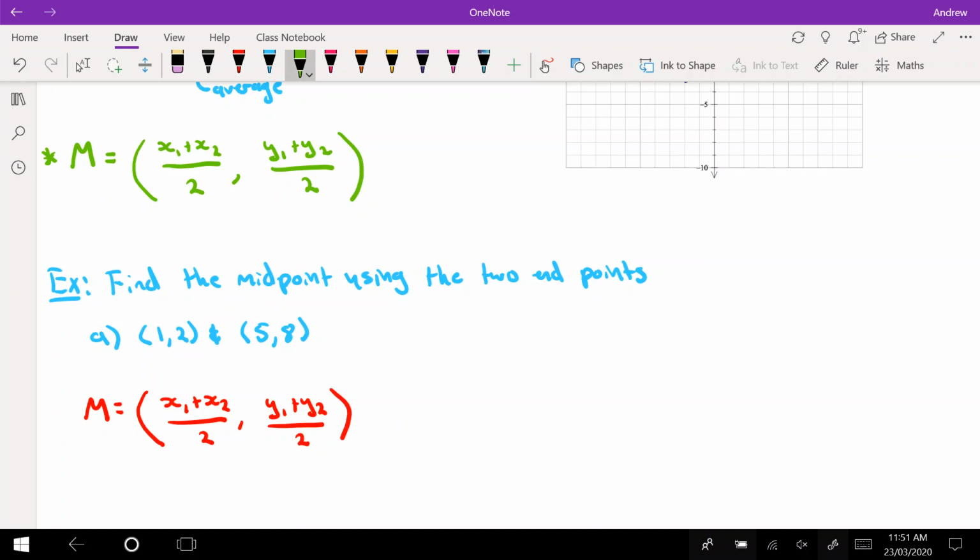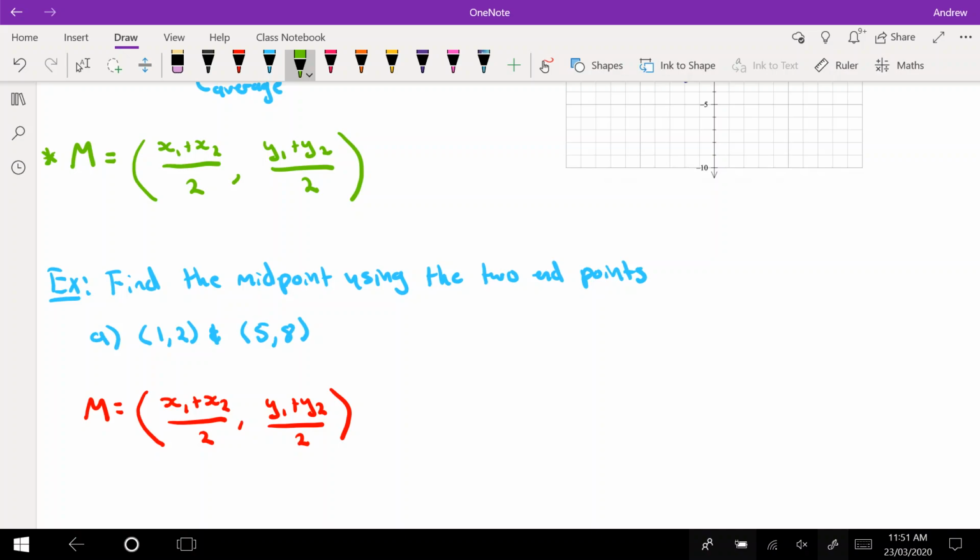Now, it doesn't matter which one's 1 and which one's 2 in terms of your coordinates, but just make sure that you keep them the same, because otherwise you'll confuse them when it comes to different formulas. So let's call this our first one, and this is our second one.